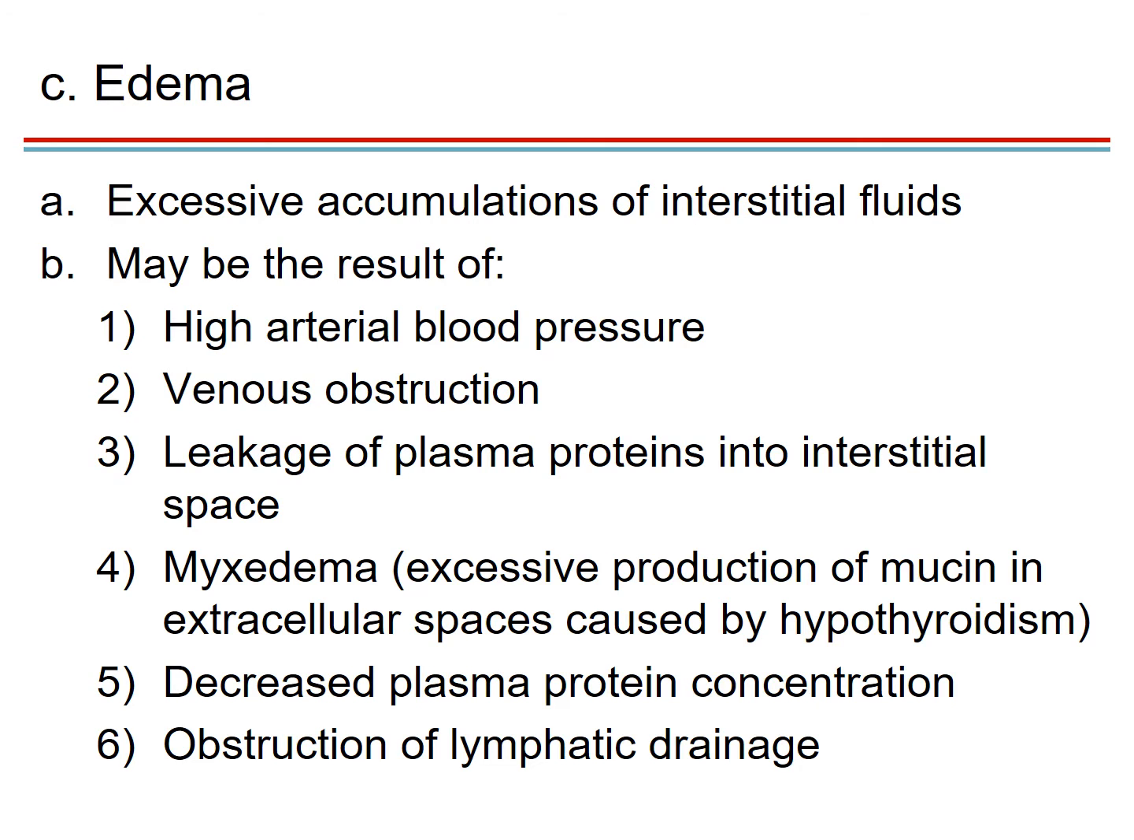Myxedema is another cause, which is excessive production of mucin in the extracellular space, and this is primarily restricted to hypothyroidism, so quite uncommon nowadays, but still a cause of edema. Another is a decrease in plasma protein concentration. This is very common with liver and kidney diseases, where the plasma proteins are excreted in the urine. And then lastly, obstruction of lymphatic drainage. A big example of this is elephantiasis in parasites, and also surgery, such as breast surgery, causing lymphedema.